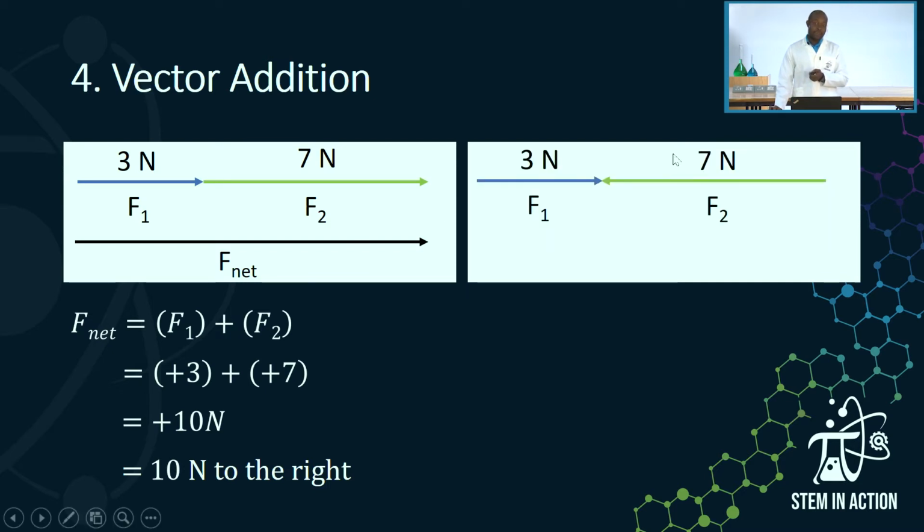However, if they are pointing in different directions, in this case, our 3 newtons is still pointing to the right, but our F2 of 7 newtons is now pointing to the left.